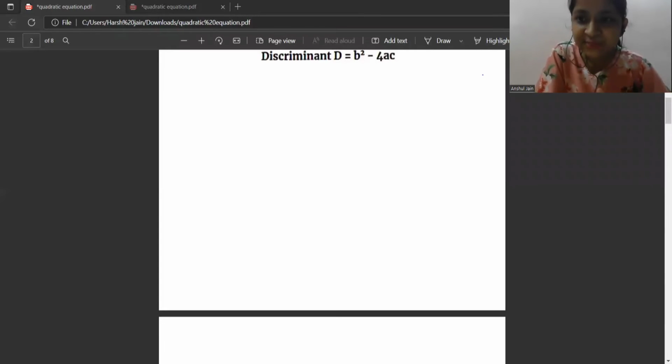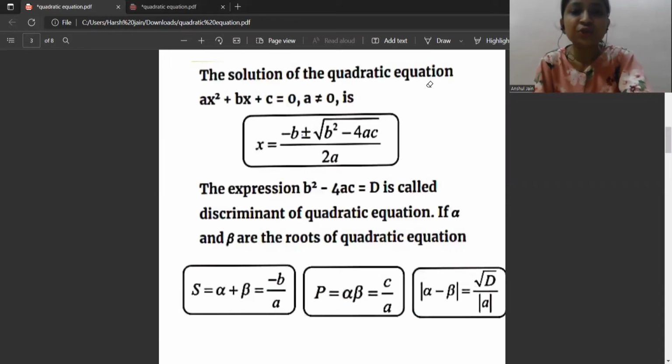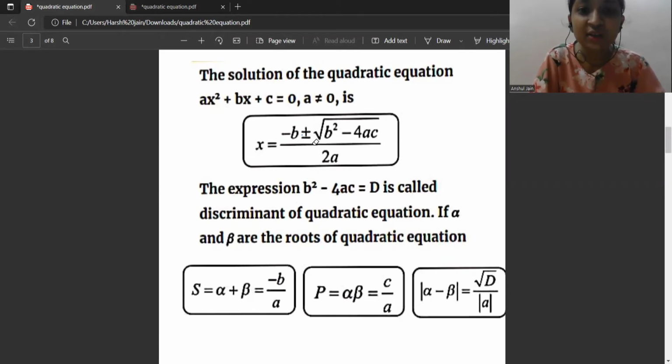Now moving to the next part. The solution of the quadratic equation ax squared plus bx plus c is given by this formula. This is a direct formula to find the roots. You do not need to use the factorization method or completing the square. Just put the value of b squared minus 4ac directly in this formula, and you will get the roots of your equation. These are two roots.